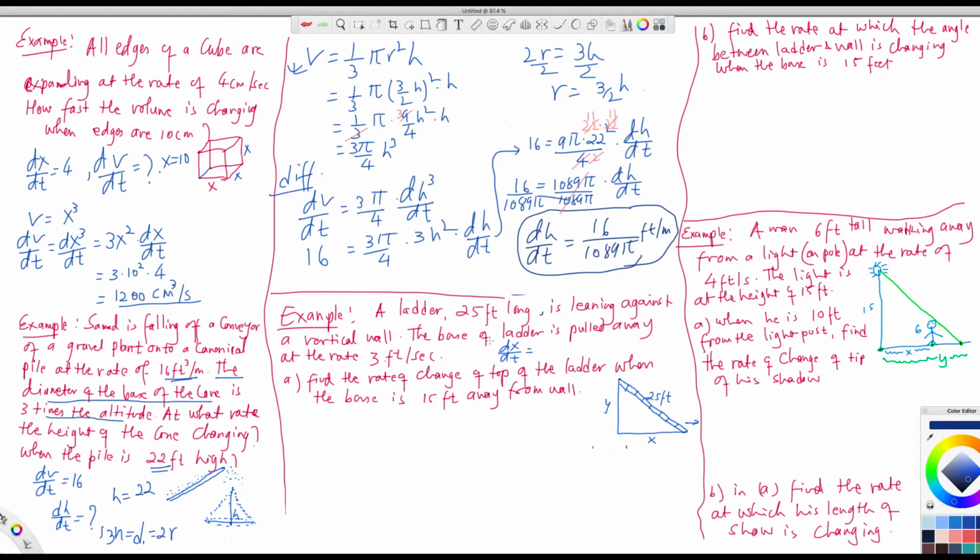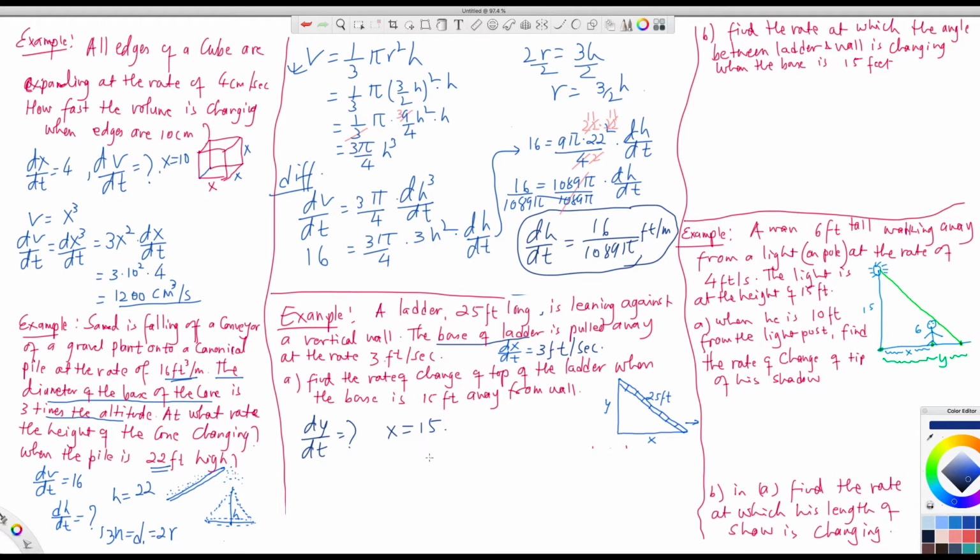Let me write down the given things first. So the length of the ladder is 25 feet. And then the base of the ladder is pulled away, so dx over dt is given by 3 feet per second. This is given, right? So it is moving away by 3 feet per second. Find the rate of change of the top of the ladder. What it is asking is dy over dt equals what, when the base x is 15 feet. When the base is 15 feet, we need to find the rate of change of the height.